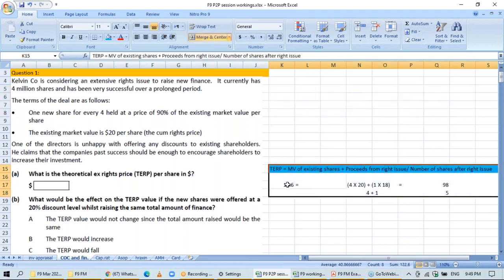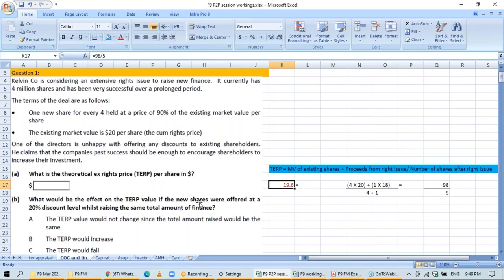Now some conceptual questions regarding the theoretical exercise price. Let's take those questions.